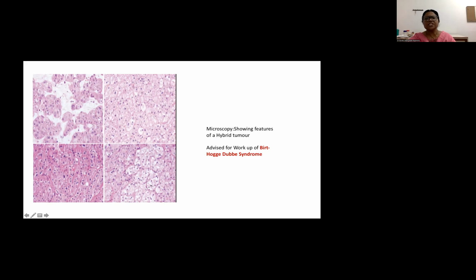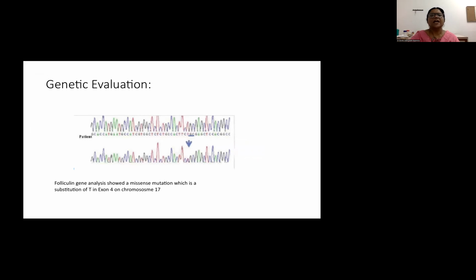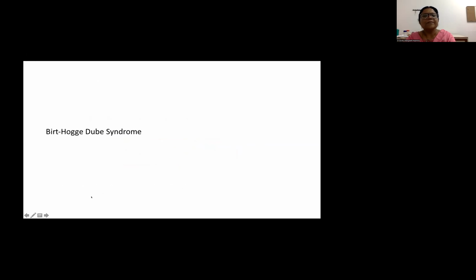So looking at the morphology, we thought we were dealing with a hybrid tumor, meaning a combination of two or more tumors. Thus we suggested the possibility of Birt-Hogg-Dubé syndrome because of the hybrid nature of the tumor, and advised a workup for Birt-Hogg-Dubé syndrome. The genetic evaluation was done, and the evaluation of the folliculin gene showed a missense mutation involving exon 4 on chromosome 17. What does that mean? This is the confirmatory diagnosis for Birt-Hogg-Dubé syndrome.